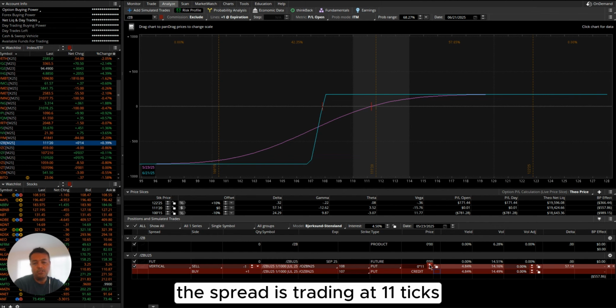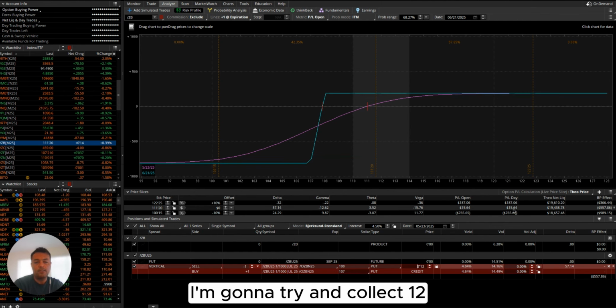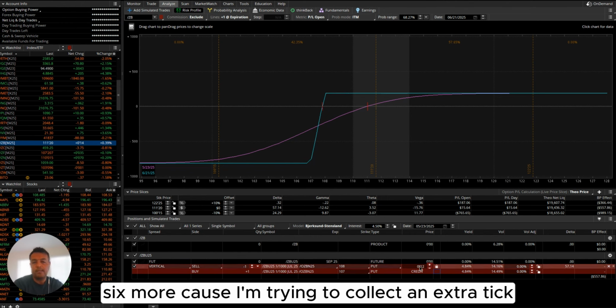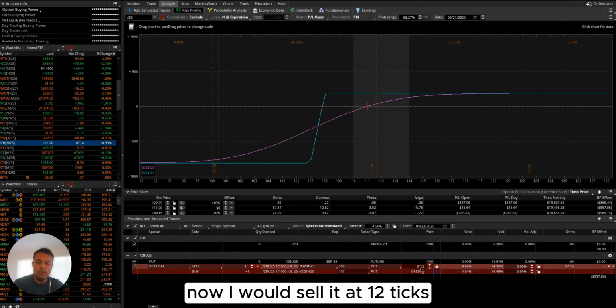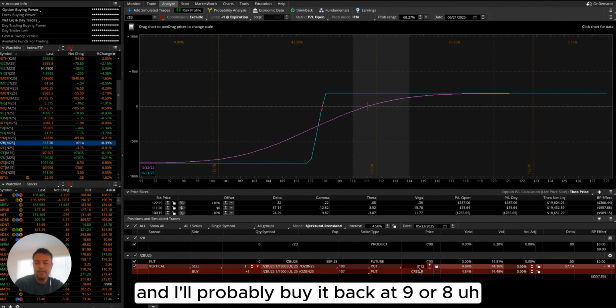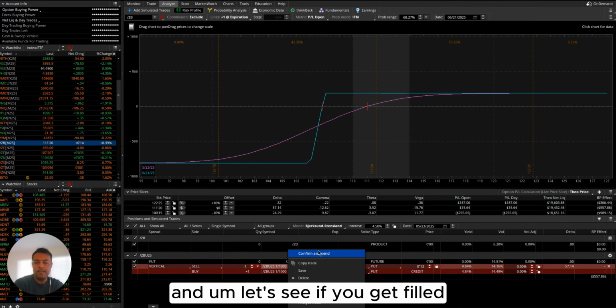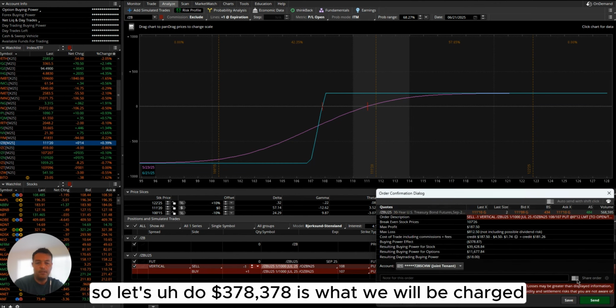The spread is trading at 11 ticks. I'm going to try and collect 12, so therefore my going-in P&L is 15.625, which is 15.64, because I'm trying to collect an extra tick. Now I would sell it at 12 ticks, and I'll probably buy it back at 9 or 8. I don't want to be in this trade for too long or too much, and let's see if we get filled. So let's do confirm and send here.